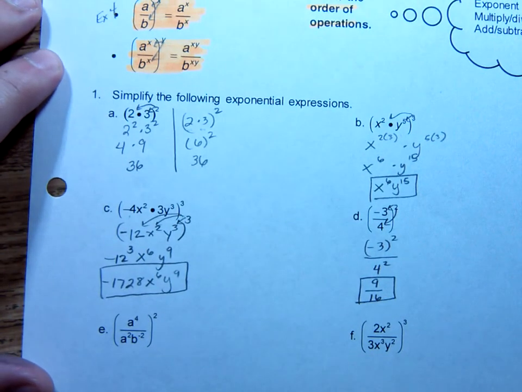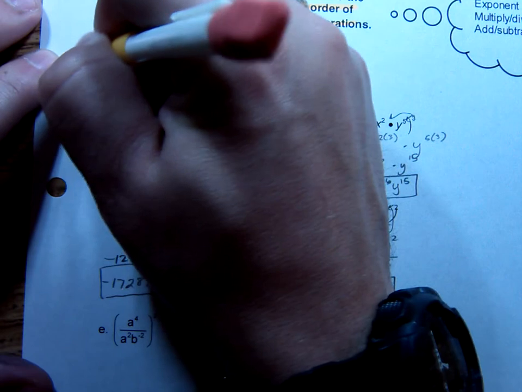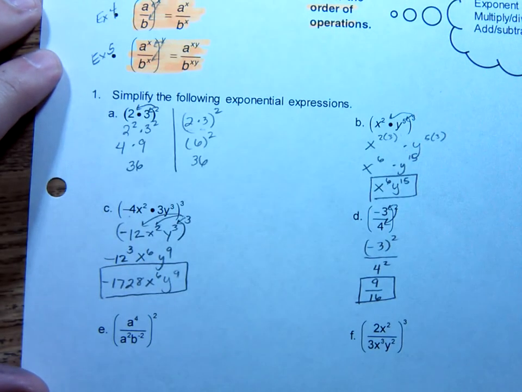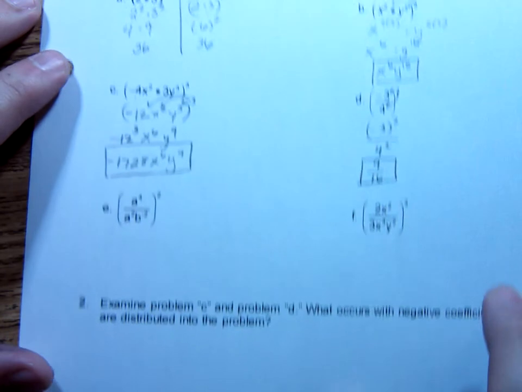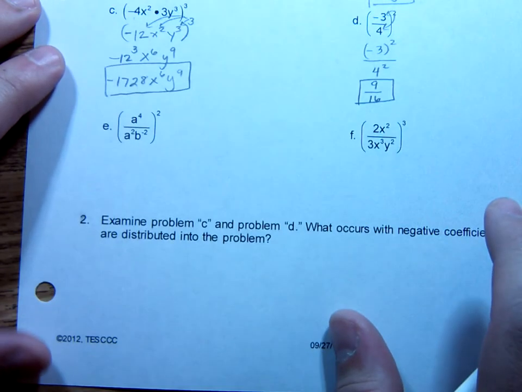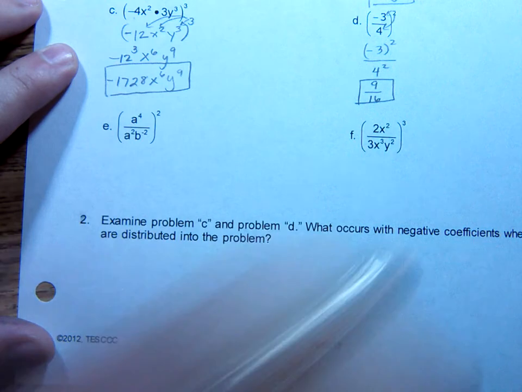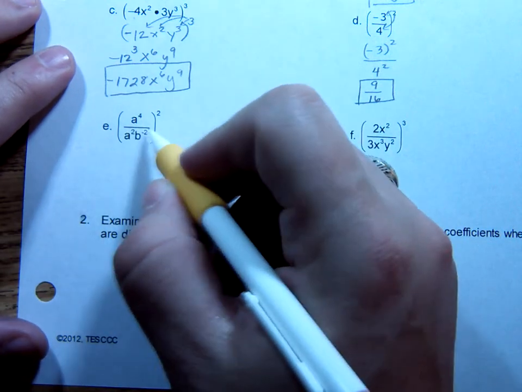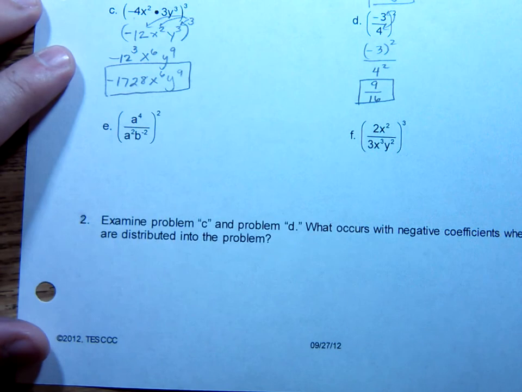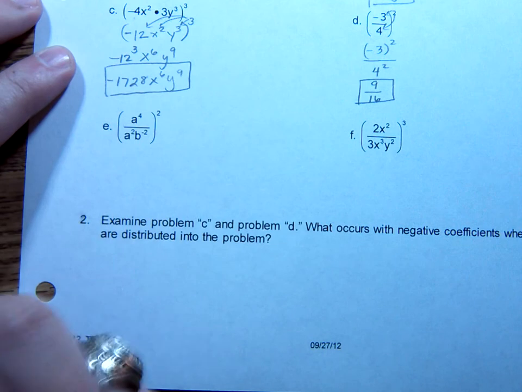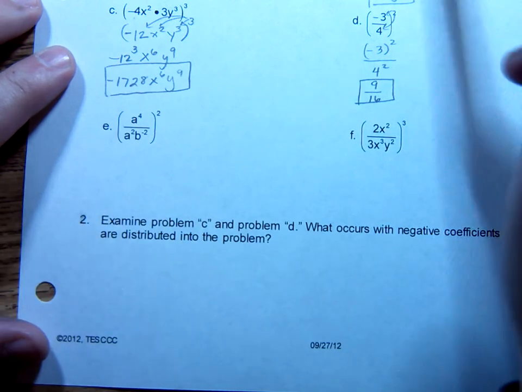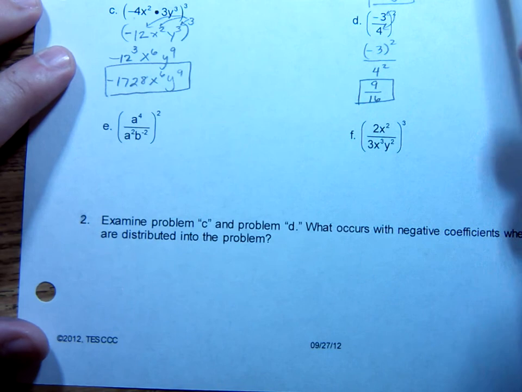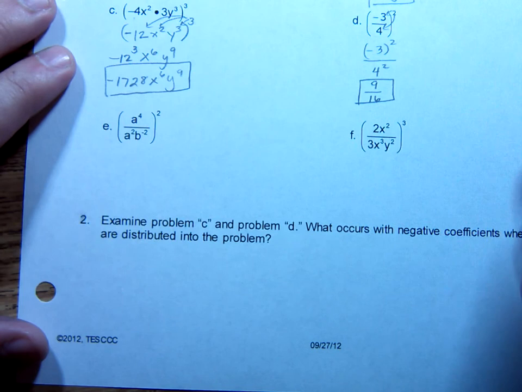And then example 5 is going to go with this one. On example 5, we have a to the 4th power divided by a squared, b to the negative 2 power, all raised to the 2nd power. So if we follow our order of operations, again, if you look at the top of your paper in that bubble, it says parentheses, exponents, multiply, divide, and add and subtract. So the first thing we're going to do is work out the parentheses.